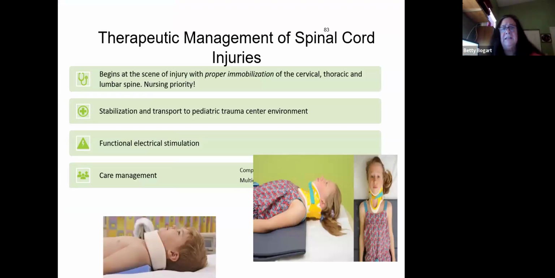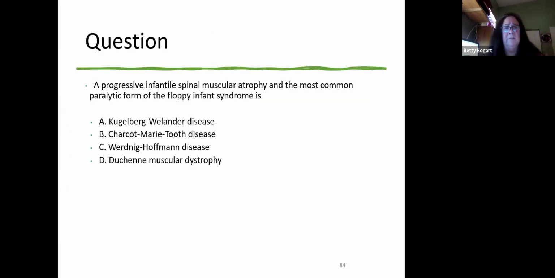So, spinal cord injuries, number one, proper immobilization, priority, priority, priority. And then management of it afterwards, depending on what we find there.